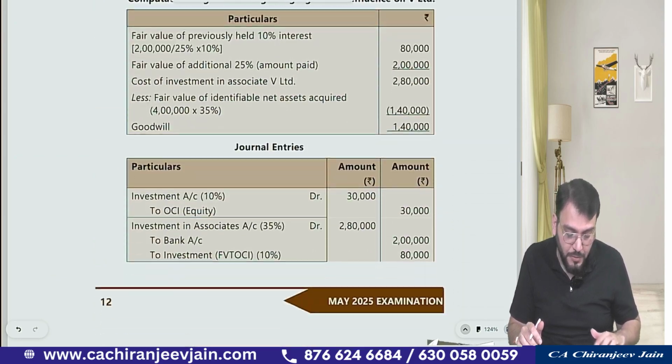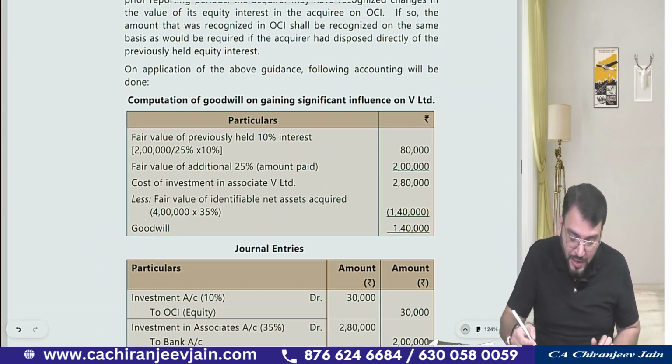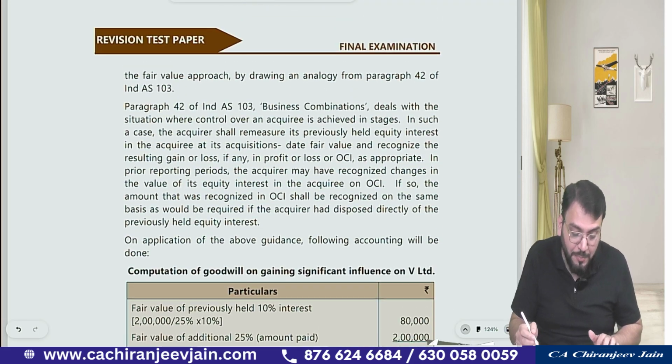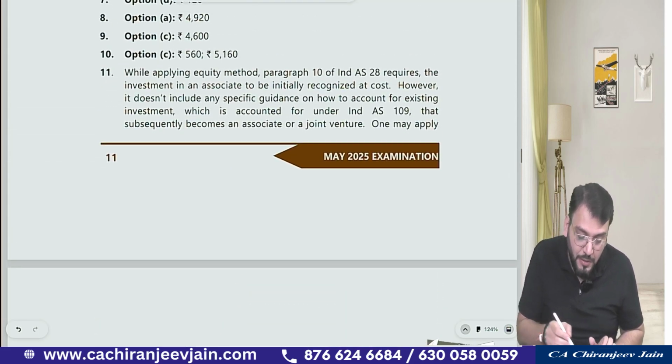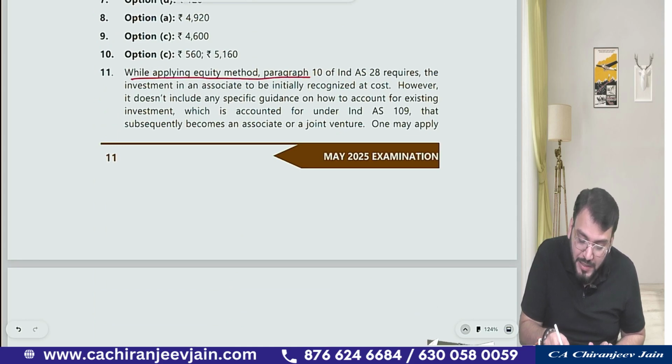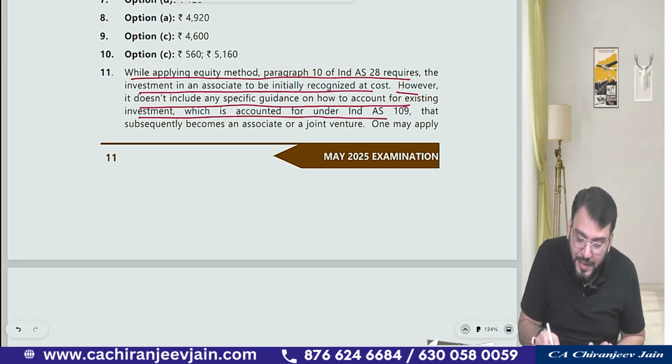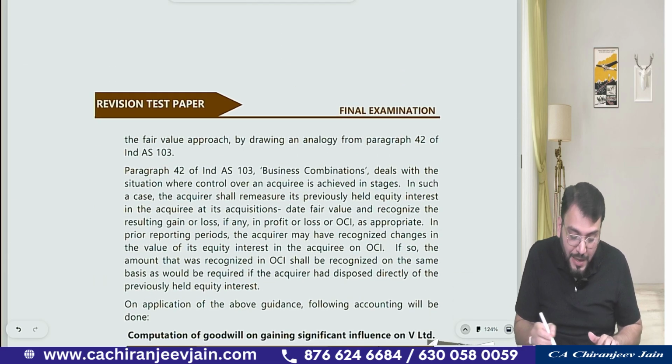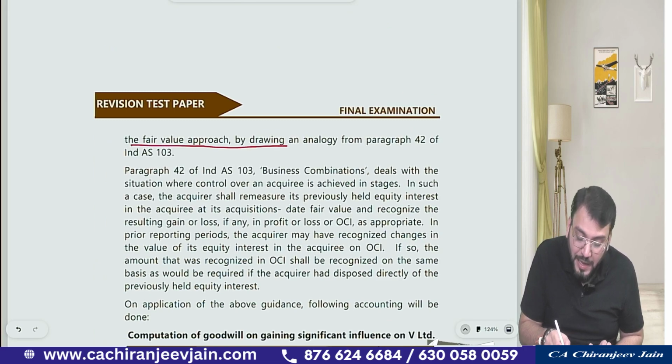Correct? You can see what solution they have given. 1,40,000 is the goodwill. First they have given one para. Let me read the para. While applying equity method, Ind AS 28 requires the investment in associate to be initially recognized at cost. However, it does not include any specific guidelines on how to account for the existing investment which is accounted for under Ind AS 109 that subsequently becomes an associate or joint venture. One may apply the fair value approach by drawing an analogy from Ind AS 103.